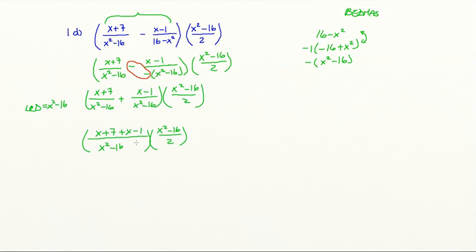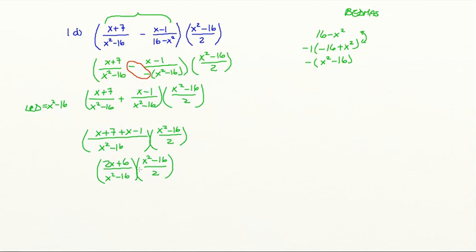I'm going to simplify the numerator of that one fraction. X plus x is 2x. 7 minus 1 is 6. And now I can multiply. In multiplying, I could FOIL everything, but I don't want to if I don't have to. So I'm going to see if there's anything that can be reduced.